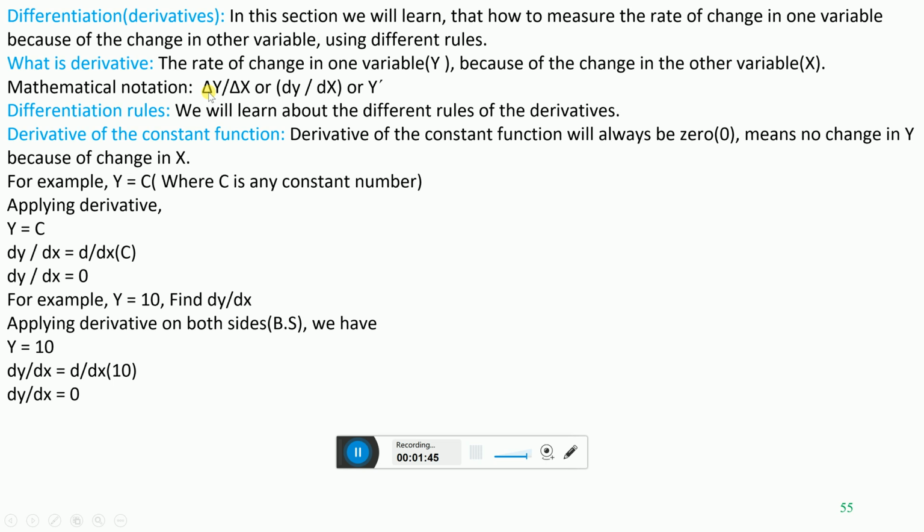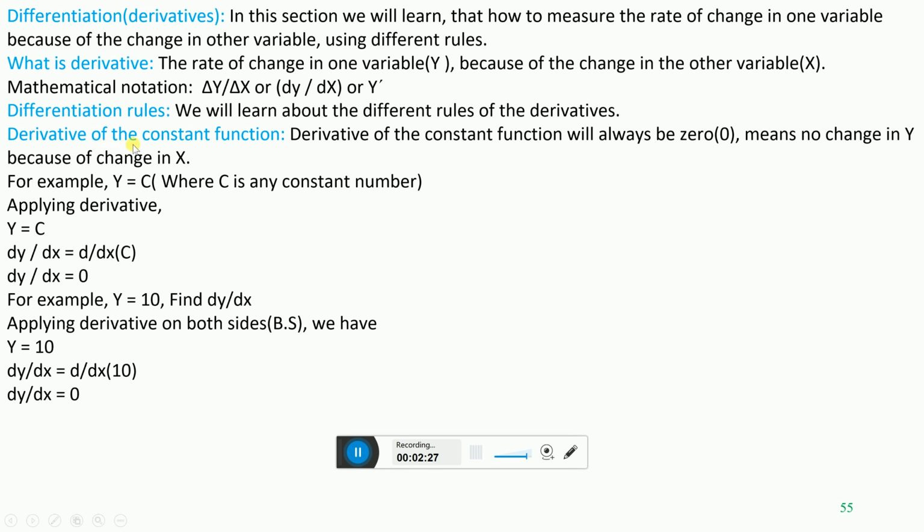Here, the Greek letter delta represents change in variable y because of the change in variable x. That is, how much y will increase or decrease if the value of x changes by 1 unit. So delta or d both represent change in the variable y because of change in the variable x. So these are the three different symbols for the derivative. Now we will learn about the different rules of the derivatives.